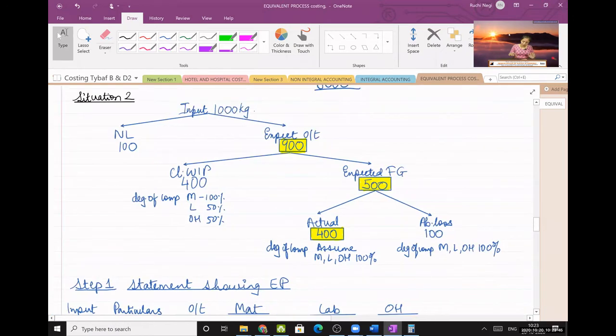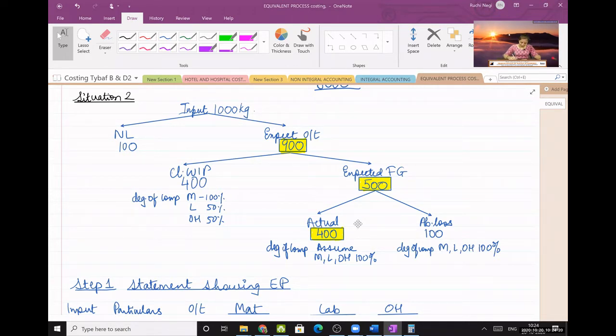Acknowledge it in the chat box. Is the diagrammatic presentation clear to everyone? Because on this basis, I'm going to do step 1, step 2, and step 3. 1000 is my input, normal loss is 100, so balance 900 is expected output. Expected output is further divided as closing WIP 400, balance is 500. 500 is further bifurcated as abnormal loss of 100, and actual output is 400 in my hand.